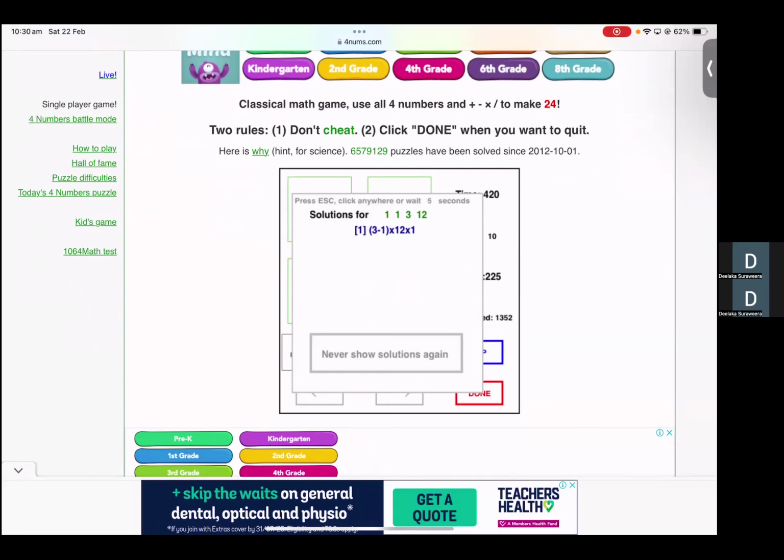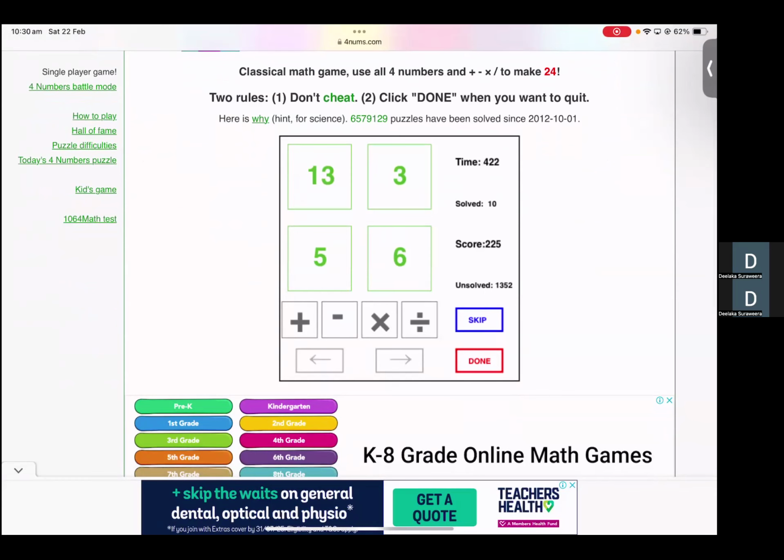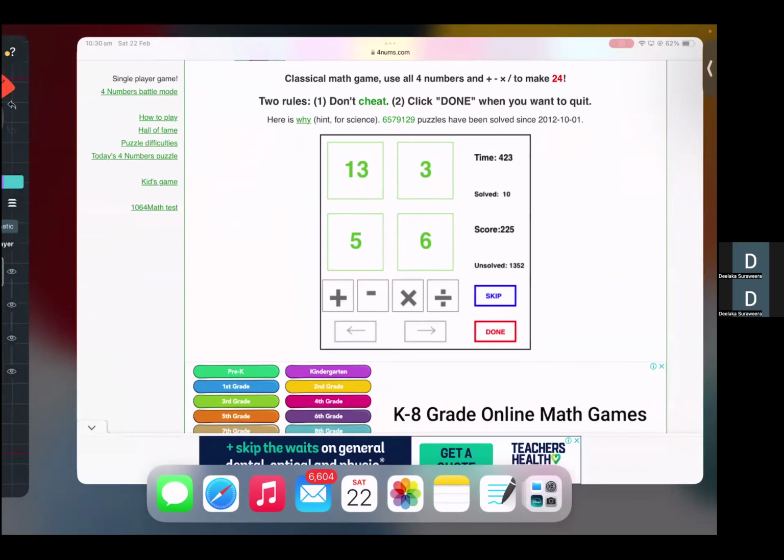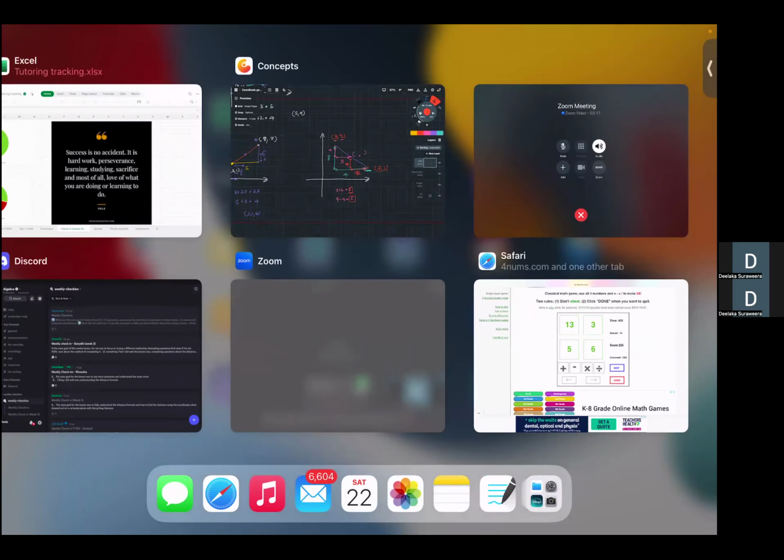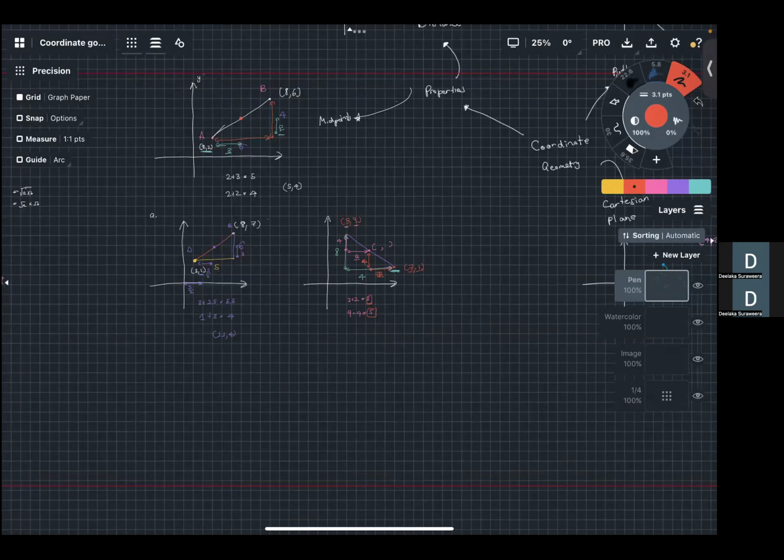Anyway, let's stop the nerdy game. Oh, I solved it. Oh, God. Yeah, I was trying to solve it. He's on a roll now.